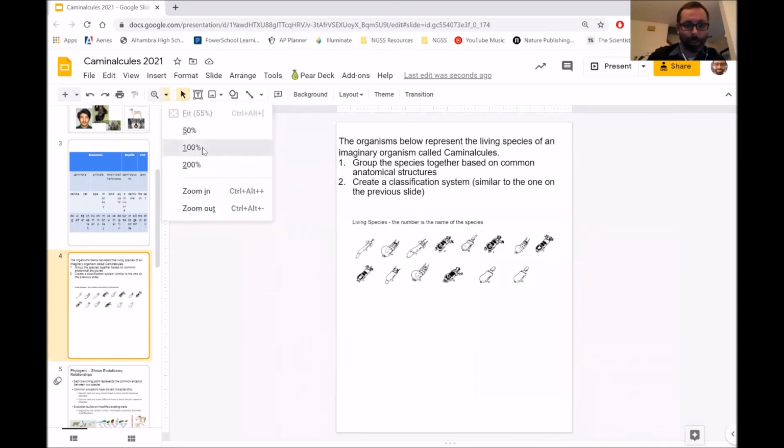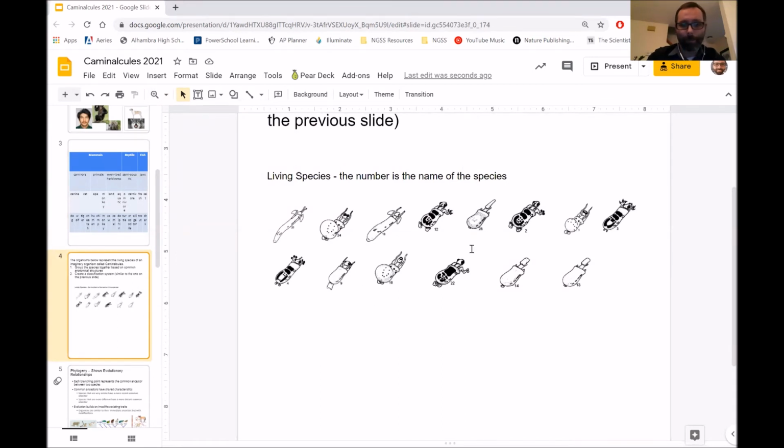So I'm going to zoom in here to 100%. These, there are 3, 6, 8, 9, 10, 11, 12, 13, 14 or so, 14 species that represent the living versions of these things, right? Don't make any assumptions about what they are. They're just these little alien things that we're going to use. The numbers are their names, which you're going to need to know later, right?